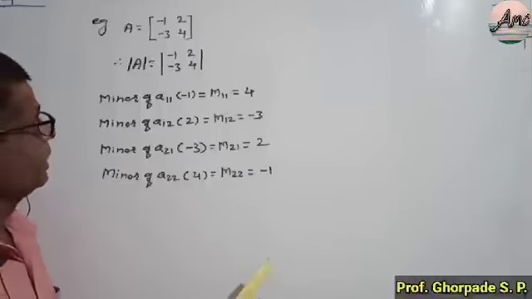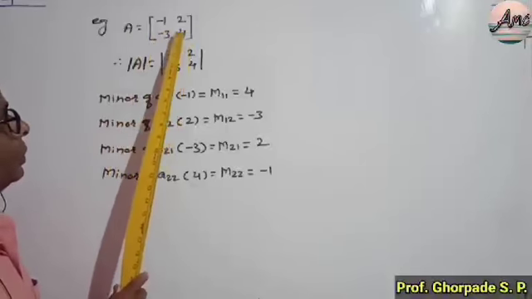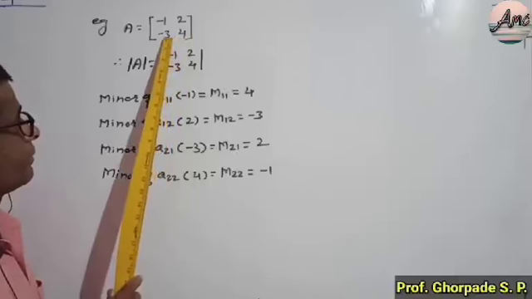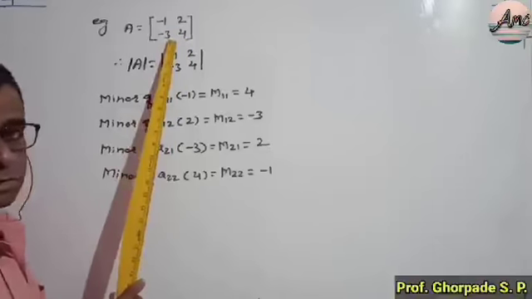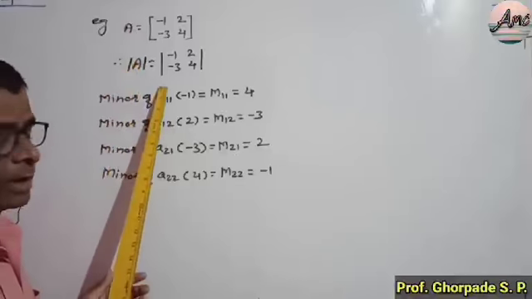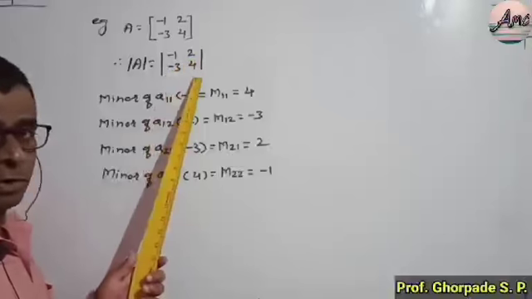Take the next example. So matrix A equal to minus 1, 2, minus 3, 4. Now we have to write the minor of each element of this matrix. For that, first we have to write the matrix A in terms of determinant of A. So determinant of A equal to determinant of minus 1, 2, minus 3, 4.